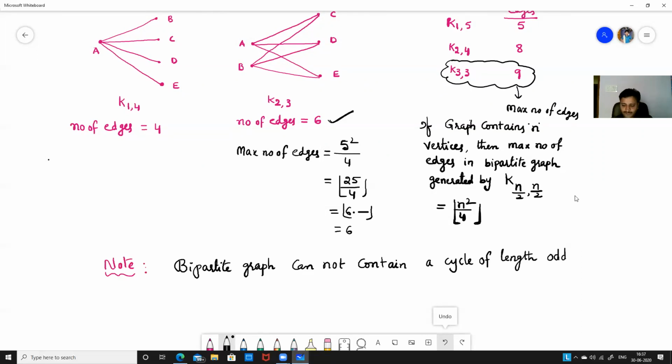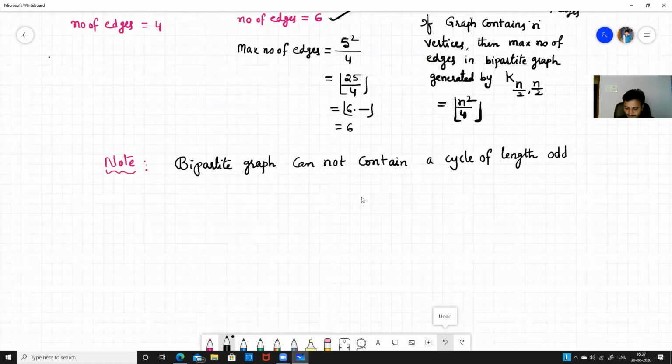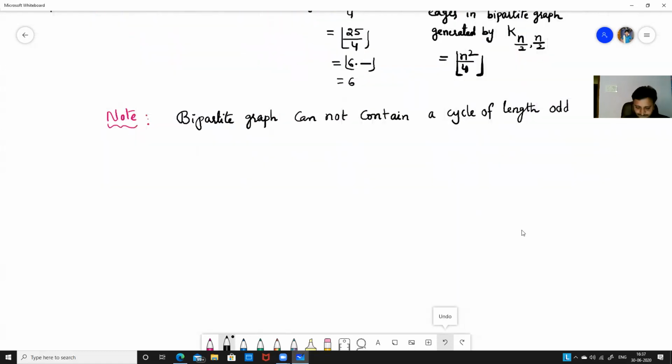So what we covered in this video: we completed the concept of complete graph, cycle graph and its properties, wheel graph and its properties, and then bipartite graph, complete bipartite graph. We have only one definition left out. We'll discuss the definition also. That is the star graph. It is very simple to understand.